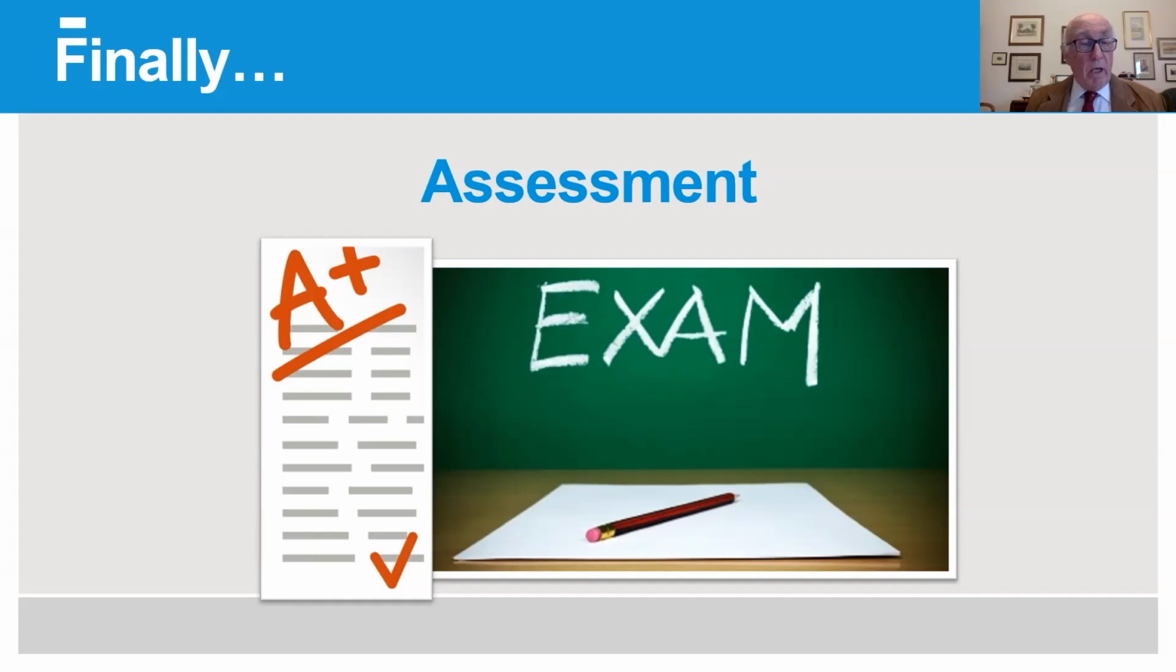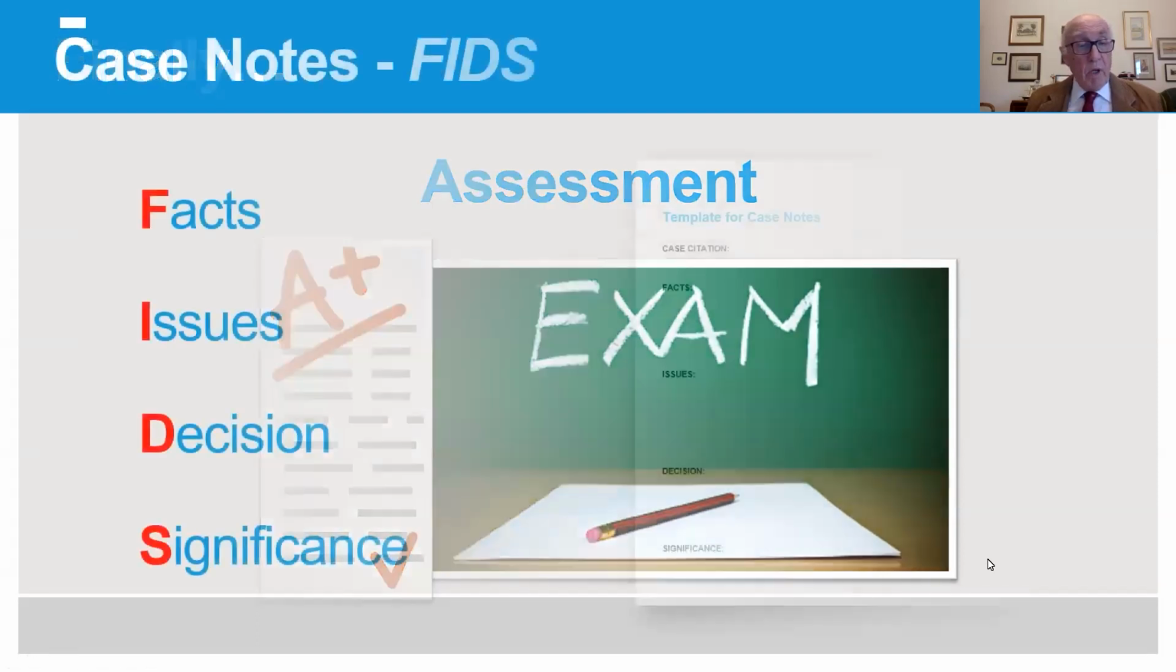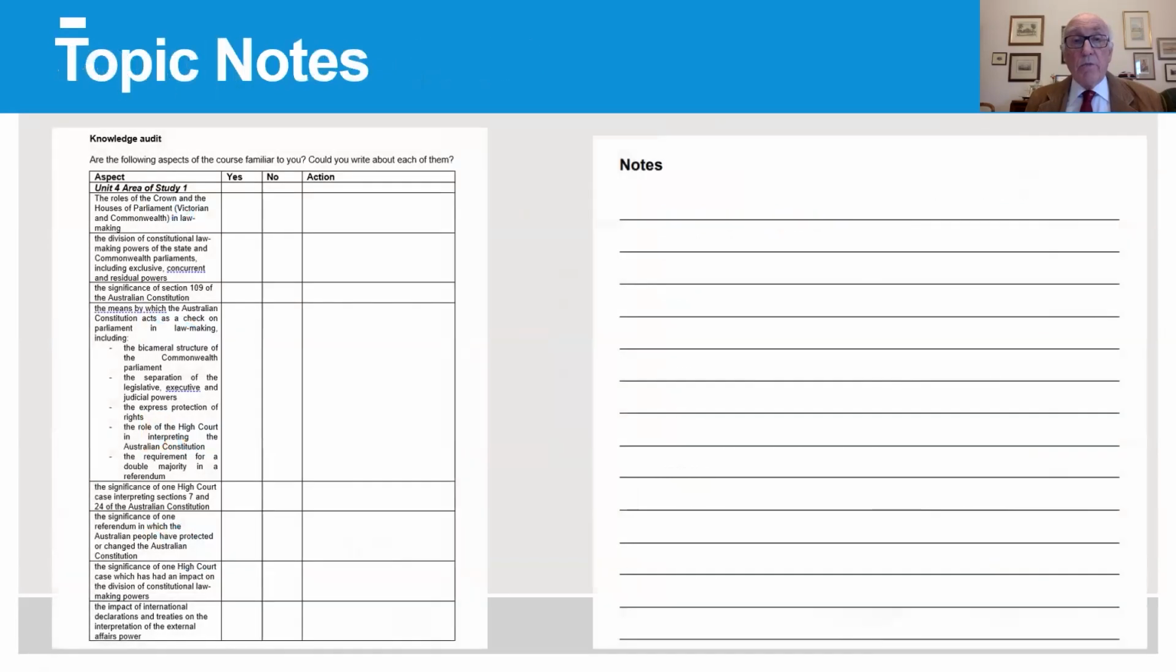Now, a slide popped up a little earlier showing you the areas of study. The Unit 4 areas of study, and on the right-hand side, areas for you to make notes. If you have a look at the knowledge audit, Unit 4, Area of Study 1: if you are absolutely up to date on the roles of the Crown and the Houses of Parliament, you put a tick in the yes column. If you're not up to date on it, put a cross in the no column, and then right beside that, the action you're going to take about it.